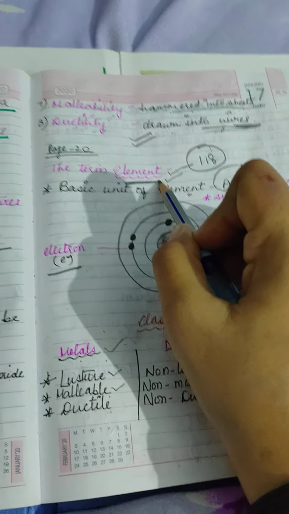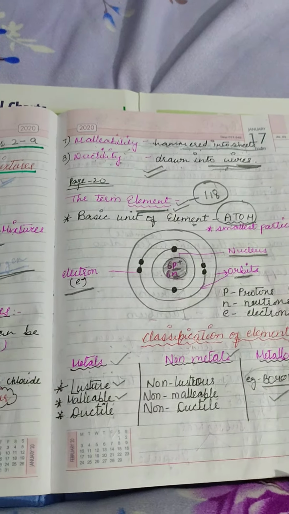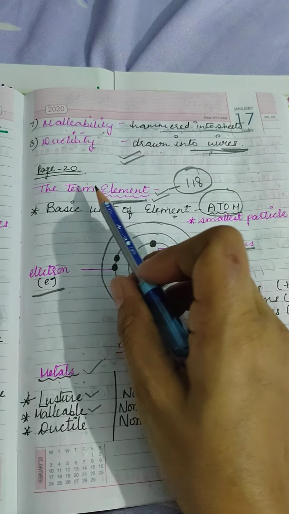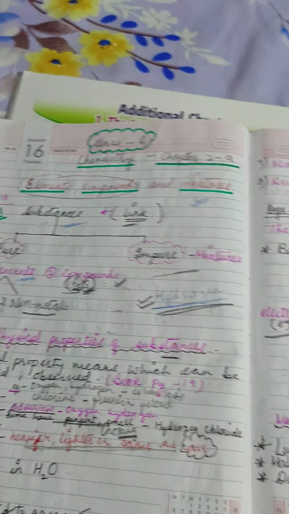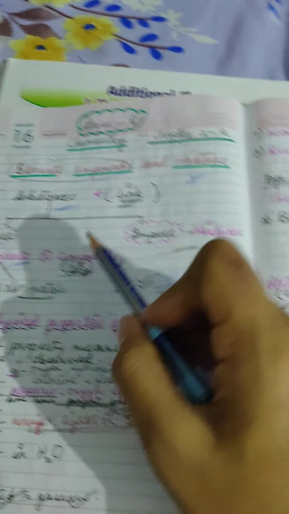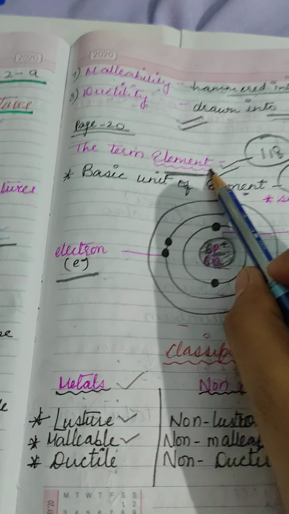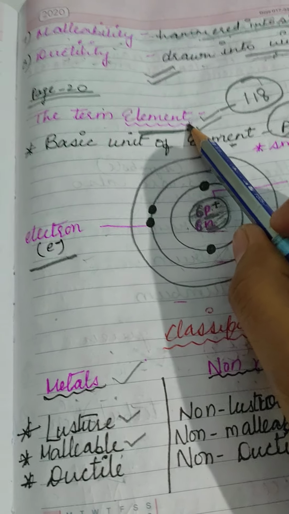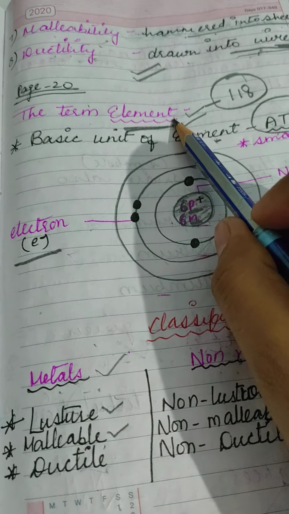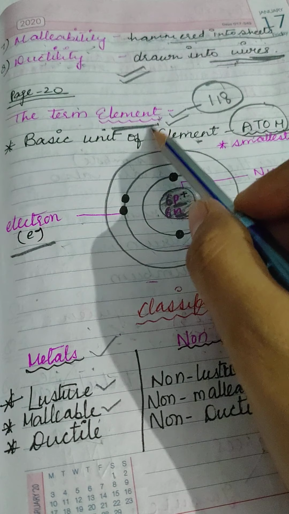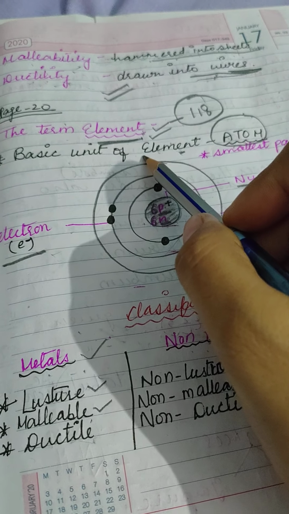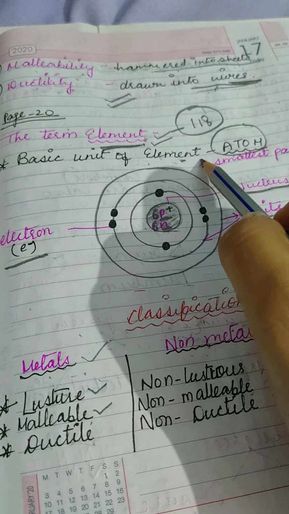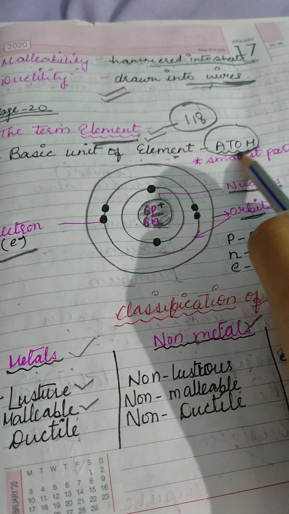Now the term element, coming to the main topic. What is an element? Which we already have discussed. Okay, elements are pure substances in which all the atoms are similar. Now the basic unit, we just said elements are pure substances in which all the atoms are similar, means elements are made up of the basic units known as atoms.